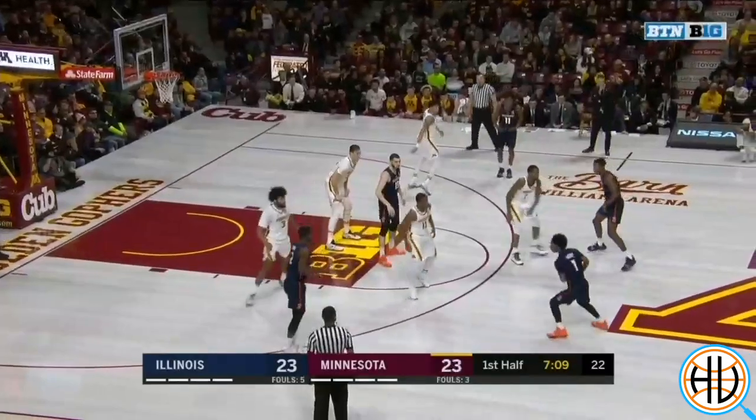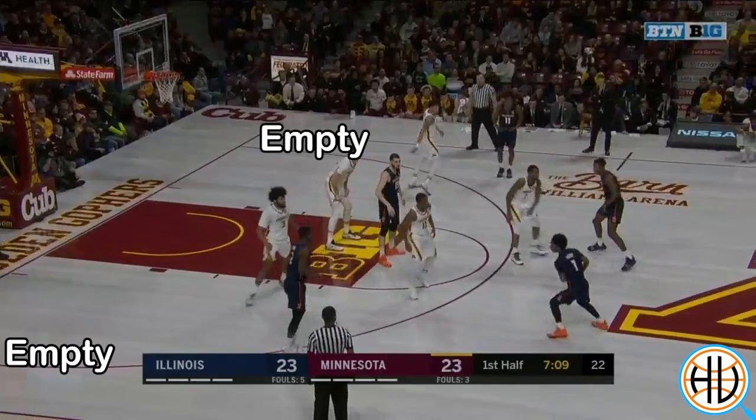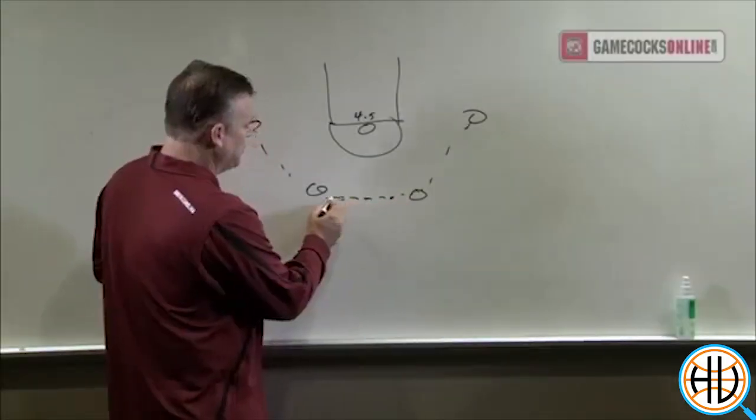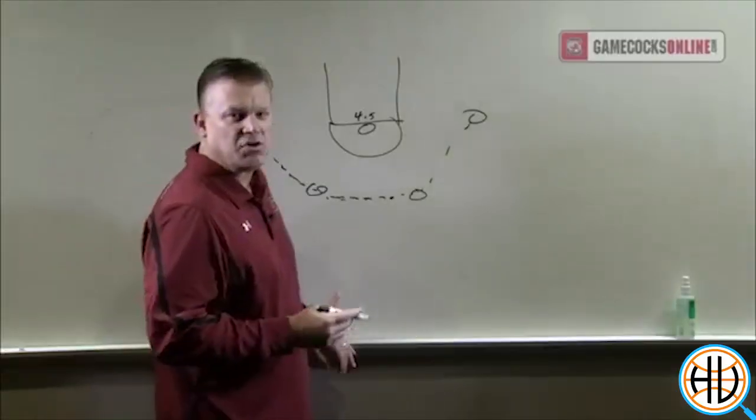The spread starts with an alignment similar to the Princeton. 2 players are in the slots and 2 players are on the wings. Notice how the high and tight spacing allows for empty corners. We try to get the ball reversed and get it to the wing. This starts the initiation of the offense.